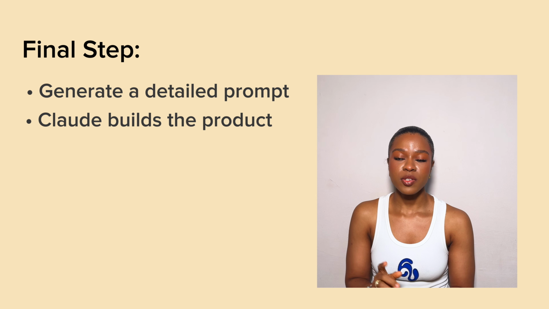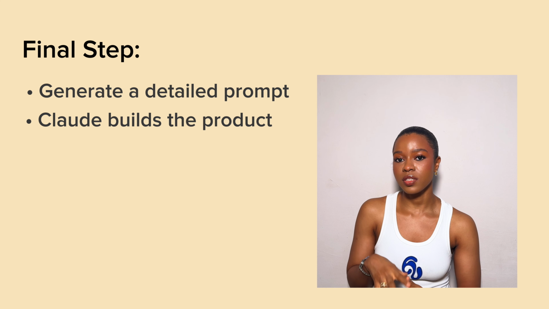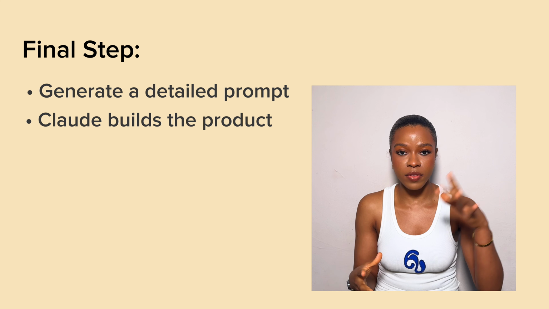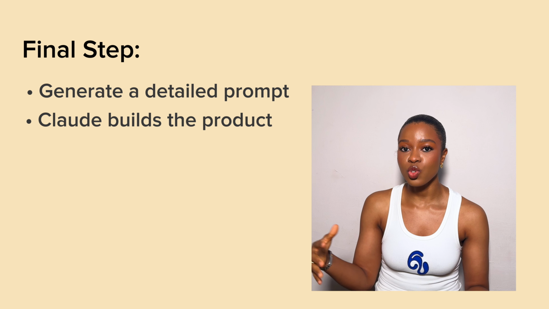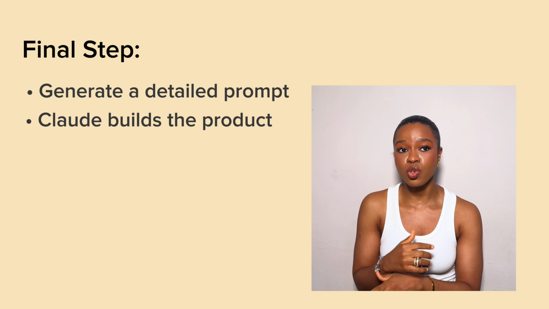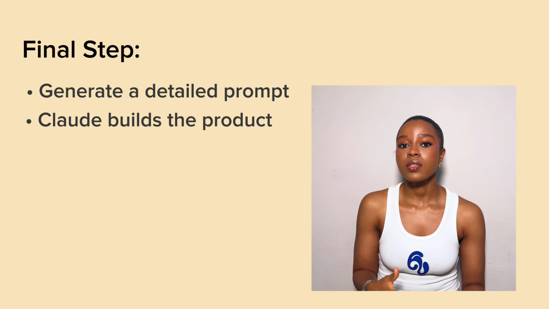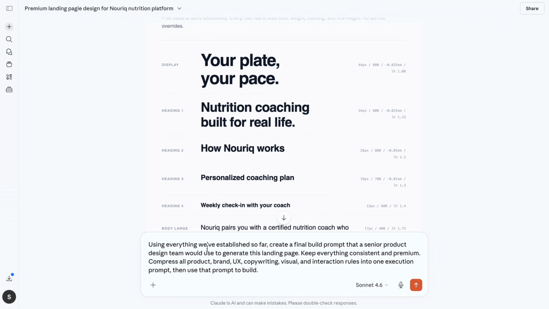The final step is for Claude to give us a detailed prompt from everything we've established so far. And then we'll ask it to use that final prompt, which is going to be very, very detailed, to now build our product. We're going with this prompt for our final step. Using everything we've established so far, create a final build prompt that a senior product design team would use to generate this landing page and interaction rules into one execution prompt. Then use that prompt to build.